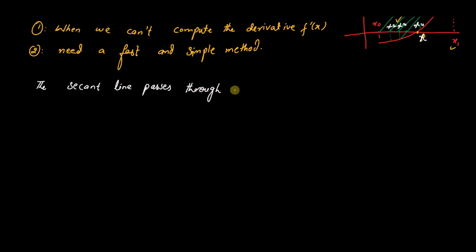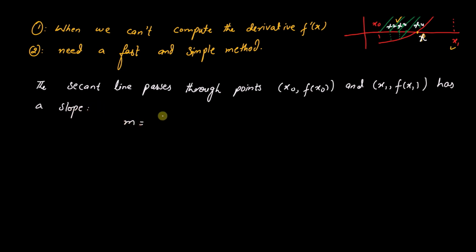two points. We call the first point x0 and f(x0), and the second point we have x1 and f(x1). Both these points have a slope, and we define it with m equals f(x1) minus f(x0) divided by x1 minus x0.